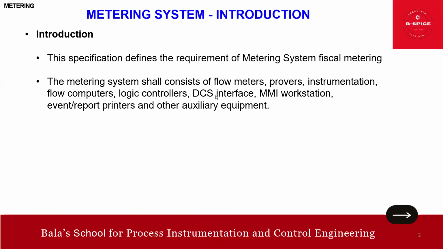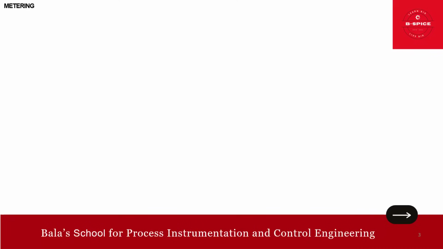The metering shall consist of flow meter, provers, instrumentation, flow computer, logic controllers, DCS interface, MMI workstation, even report printers and other auxiliary equipment. If you're a first time viewer, just wanted to update you, friends: prior to this, in the same metering playlist, we have uploaded 3 videos. One is on the outline, the second on the detailing, and the third on the operational sequence. So all these we covered there. This one is more of a specification. Okay, so intro is done.